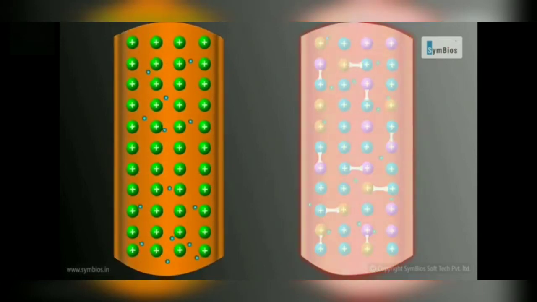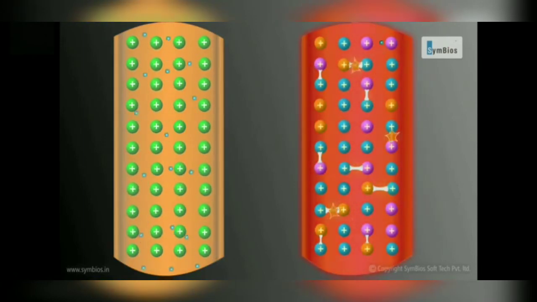The lesser number of collisions in copper release very little heat energy, and it can hardly make the copper wire hot. Whereas a large number of collisions in nichrome release much higher amount of energy, making it red hot.